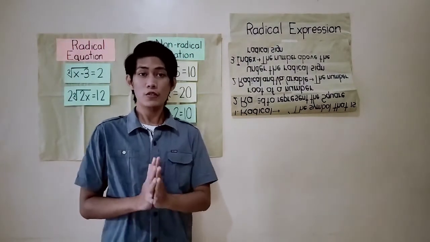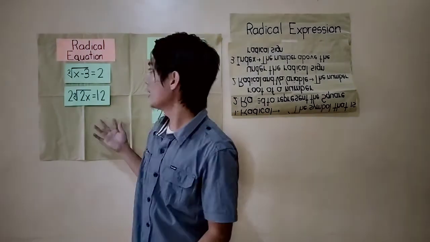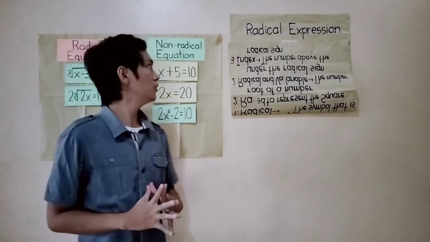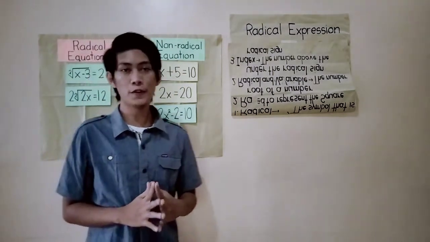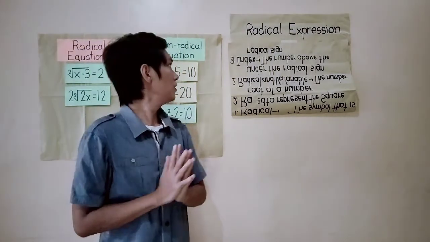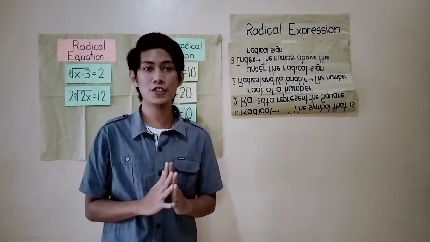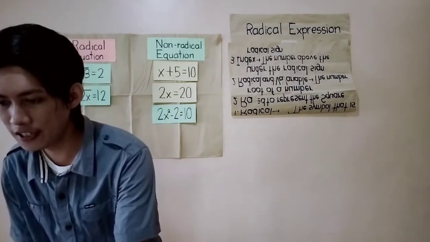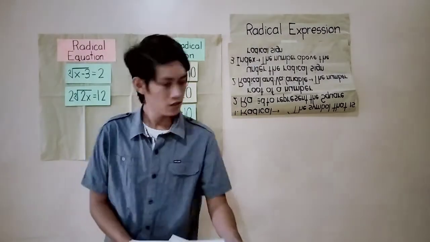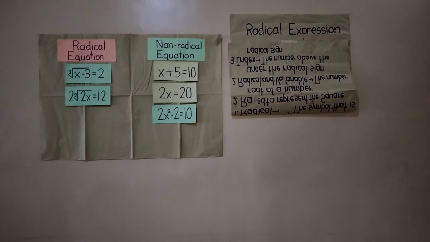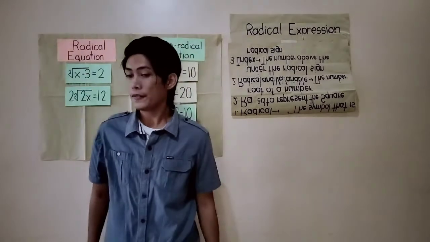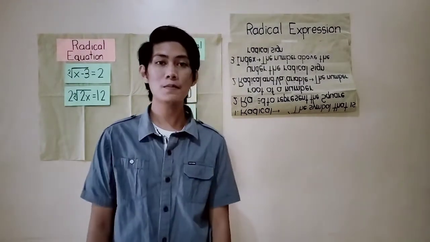Since you can now easily determine a radical equation, let us look back to its simpler form, called the radical expression. For this activity, the two groups will label the parts of a simple radical expression based on the definition given below. You have answer sheets here for the two groups to answer. I will give you 3 minutes. Since you now have the answer sheets, your time starts now.